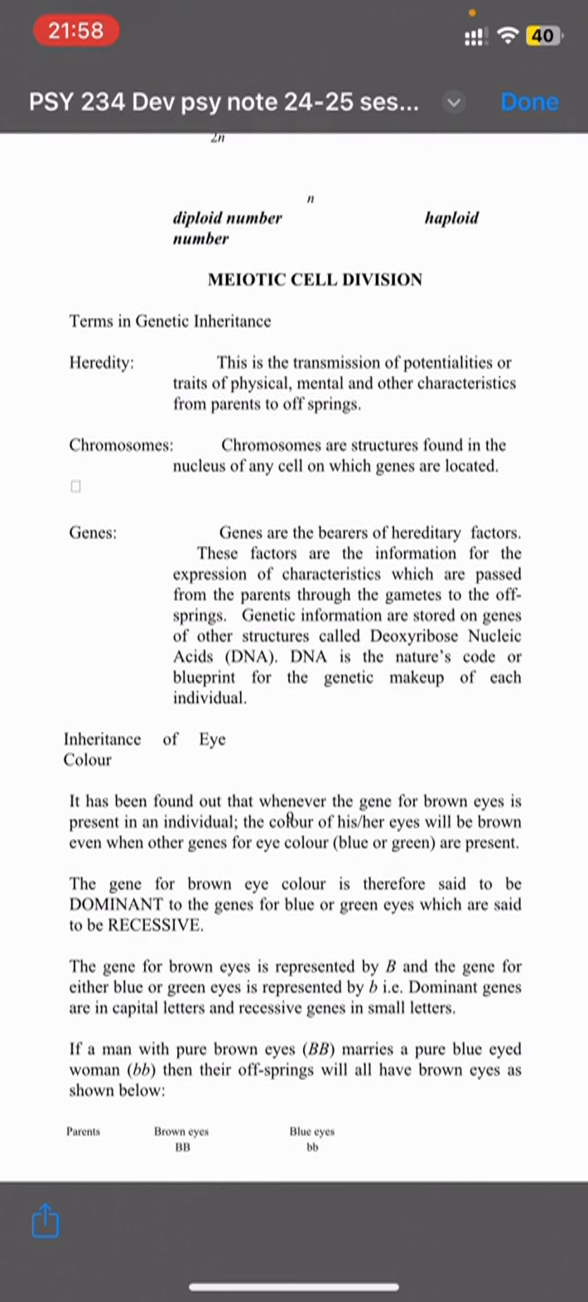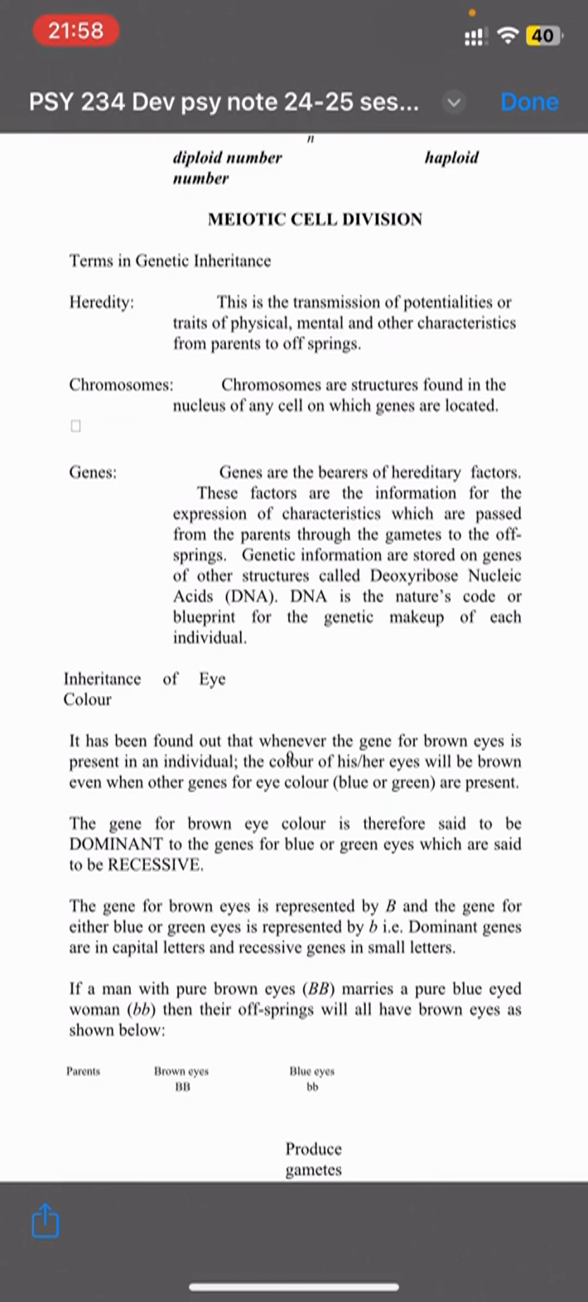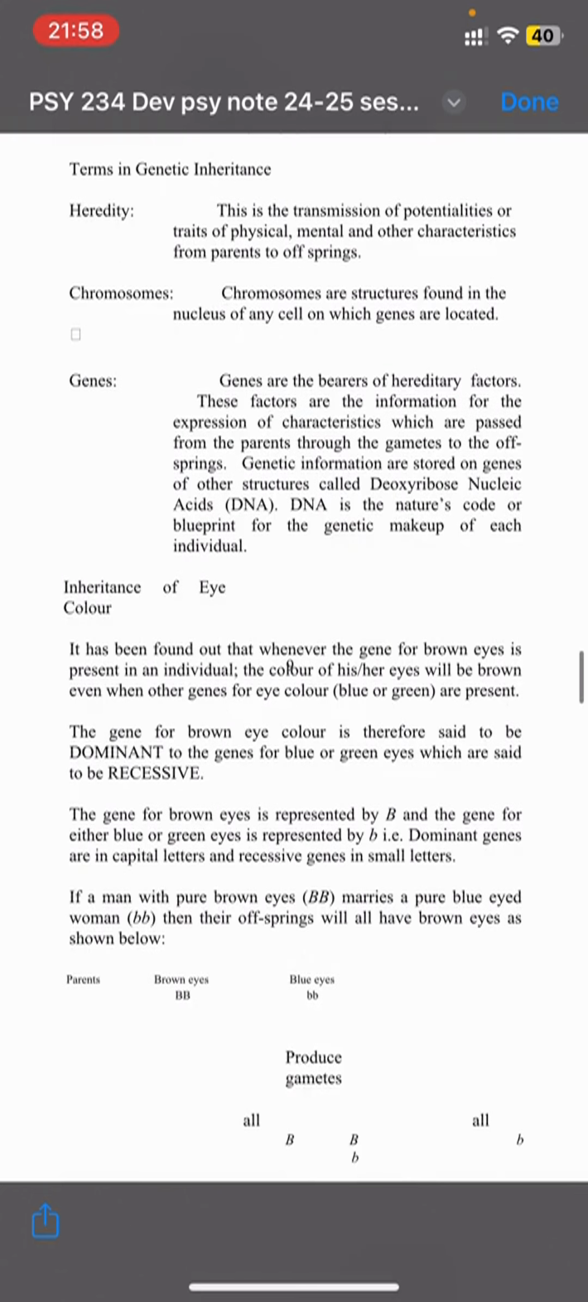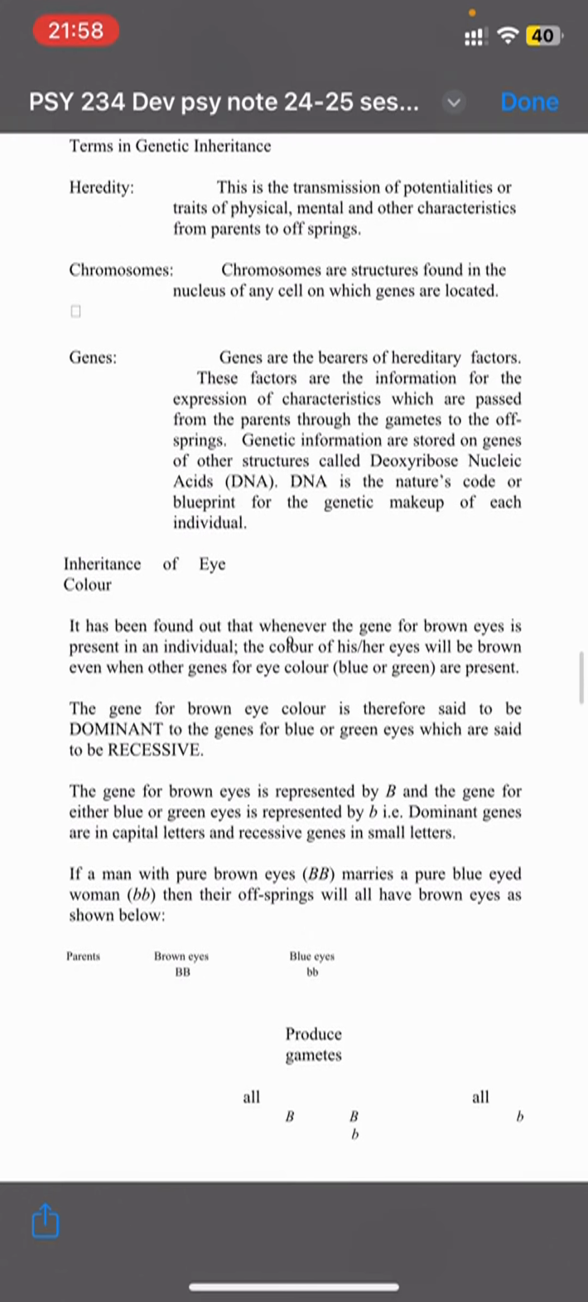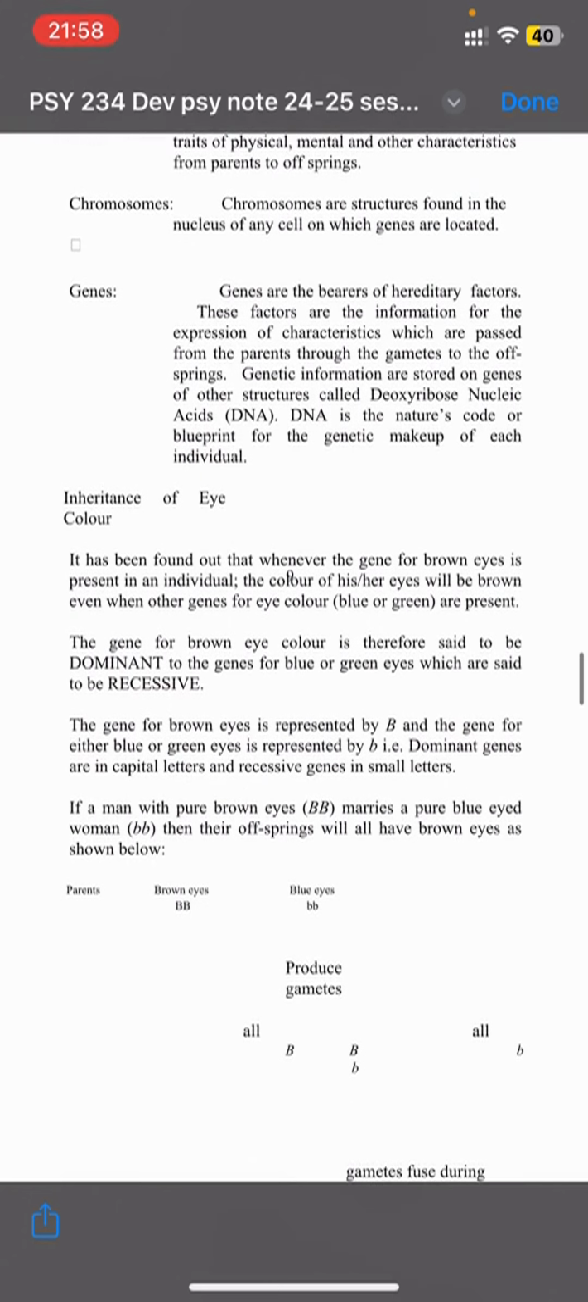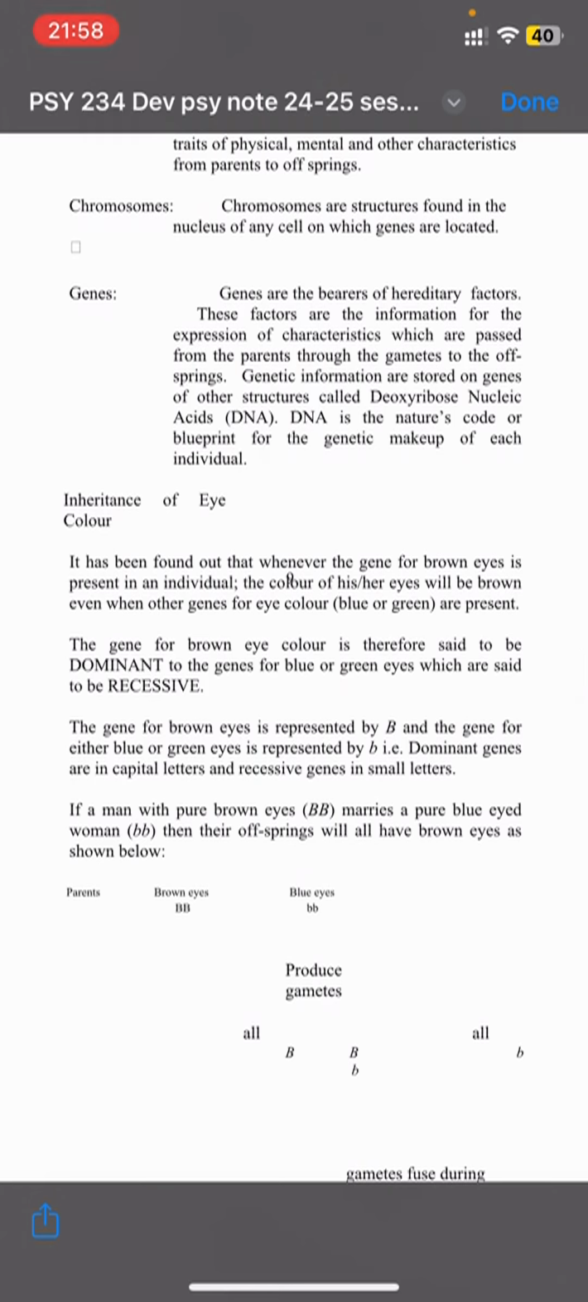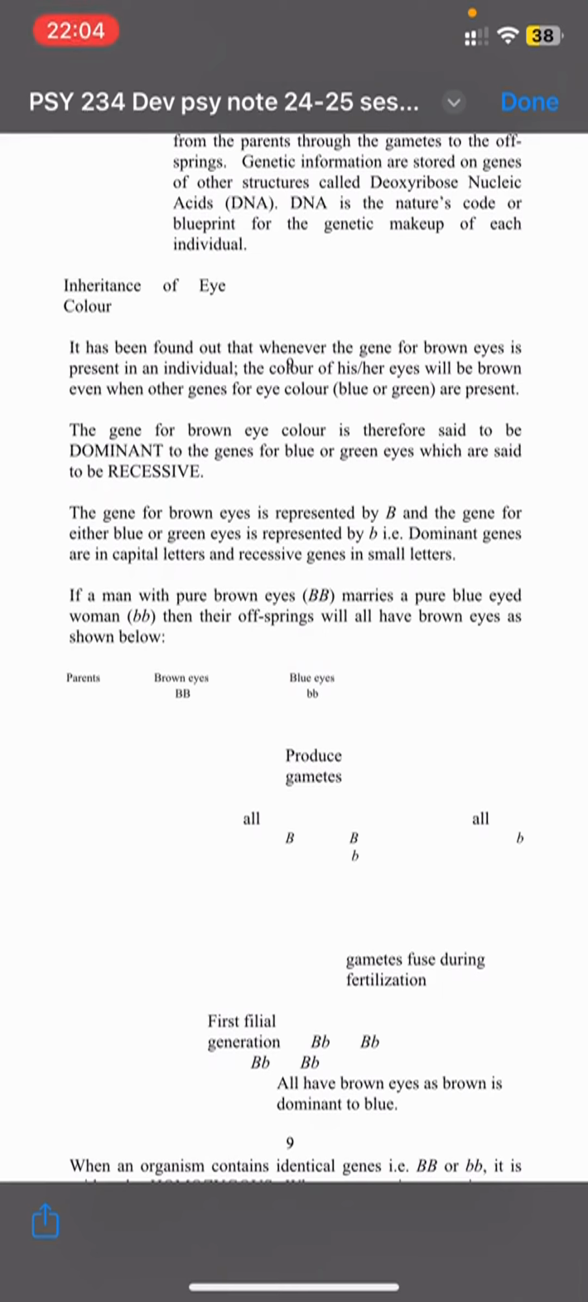So basically, that's easy enough to understand. Genetic information is stored on genes, which are made of structures called DNA. DNA is nature's code or blueprint for the genetic makeup of each individual. If you have a little note, you can be writing all these things down. Just be writing all the key points, so you don't always have to open this thing.